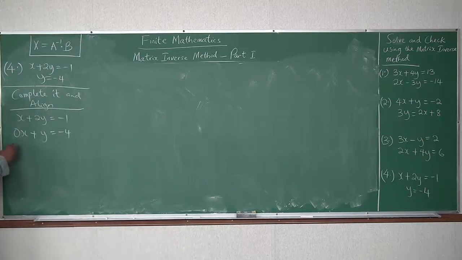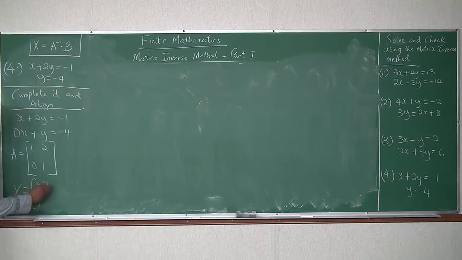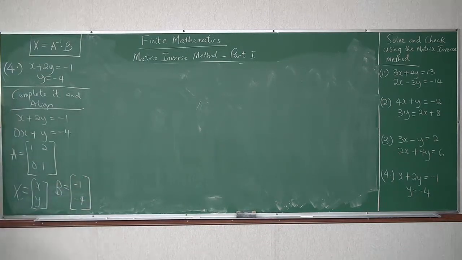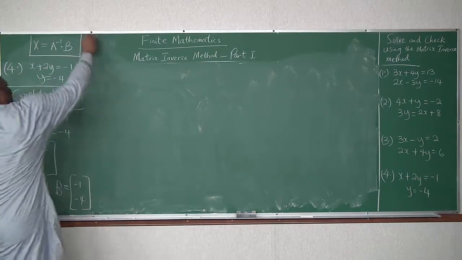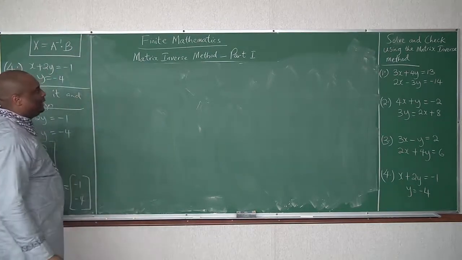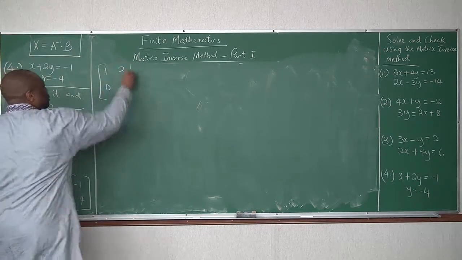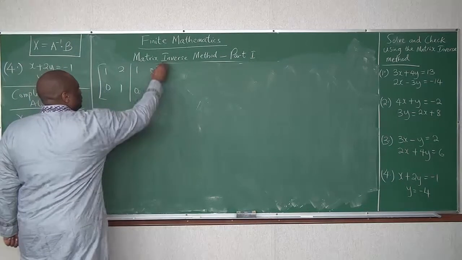So now, what is our A? Our A will be matrix 1, 0, 2, 1. Our X will be uppercase X, matrix of X and Y. And our B will be negative 1 and negative 4. Alright, we already know that Y is negative 4, so that will give you a clue. So the next thing we do is what? Let's find the inverse of A. 1, 0, 2, 1. 1, 0, 0, 1.